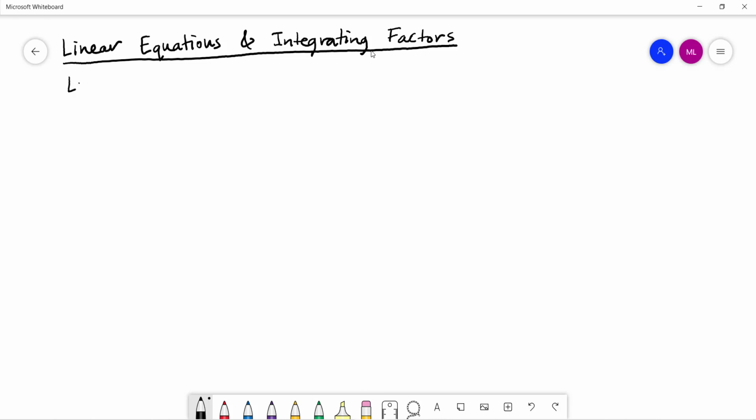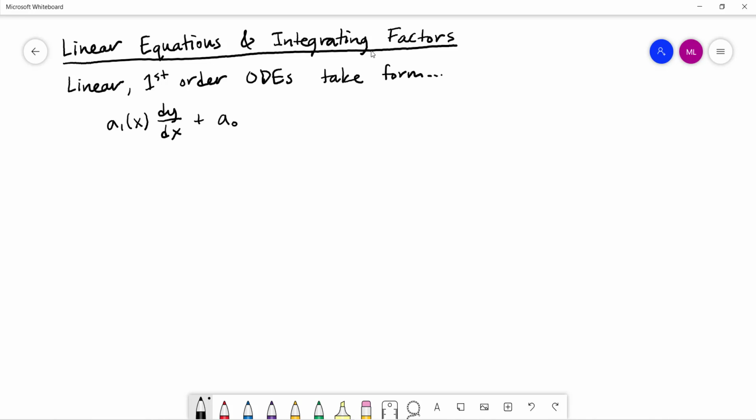So just a quick reminder, linear first-order ODEs take the form of the following. We're going to have a derivative, but that derivative can have some factor that is a function of x as long as it's not a function of y. So I'm going to have a1(x) times dy/dx plus what I'm going to call a0(x) times y by itself, and that can be equal to some function on the other side, g(x).